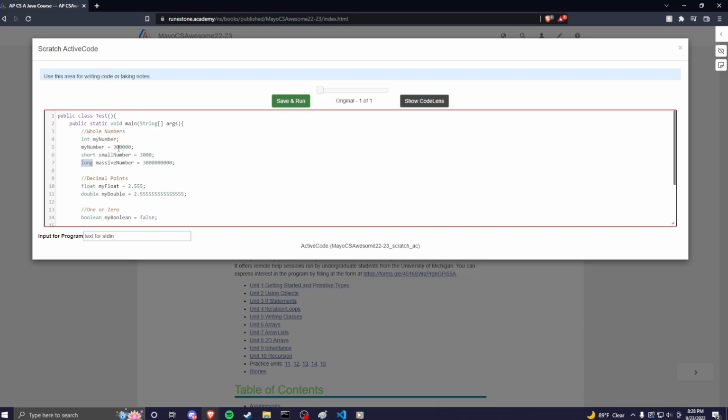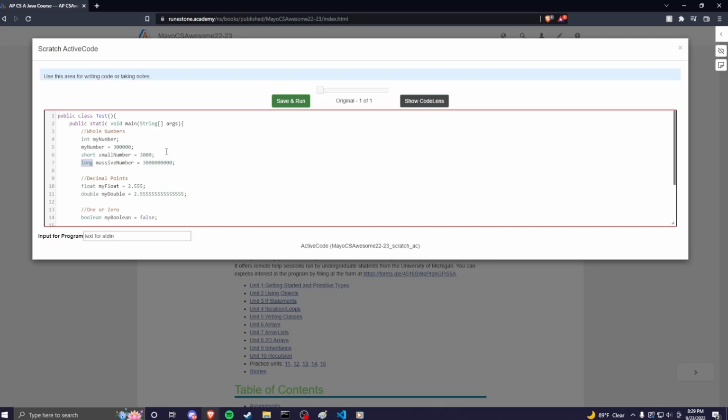So if your number, my number, is an integer, then it'll be storing the amount of money you make in a year, for example. If you have a short, that'll be storing the amount of money you make in a month. If you have a long, that'll be storing the amount of money you make in 100 years, for example, right? I mean, this is all an example here. But a long stores really big numbers, really, really big numbers. A short stores decently small numbers, and an integer stores reasonable numbers.